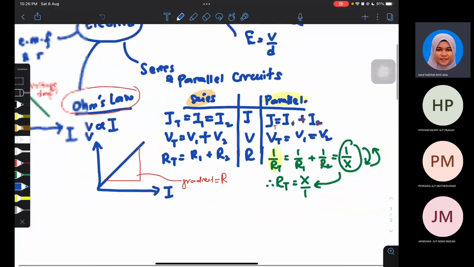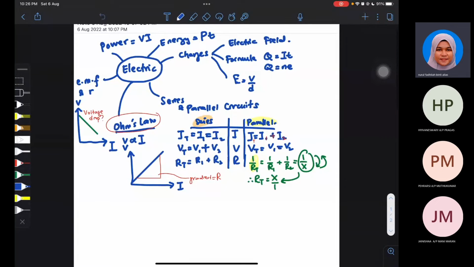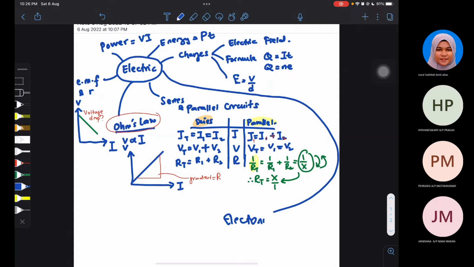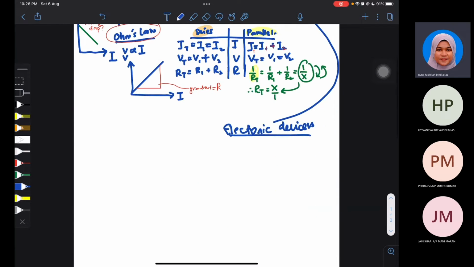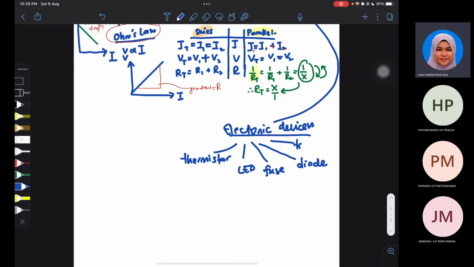Dalam IGCSE, kita kena tahu topik elektrik kan? Ada satu lagi kat sini yang you kena tahu, which is electronic devices. Ada banyak kan? Kita ada thermistor, we have LED. You need to know the symbols. Kita ada fuse, diode, kita ada transistor. You need to know all of the symbols.